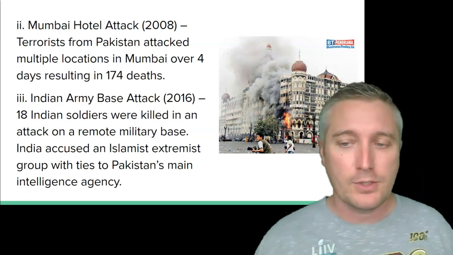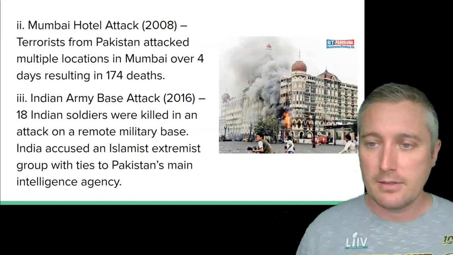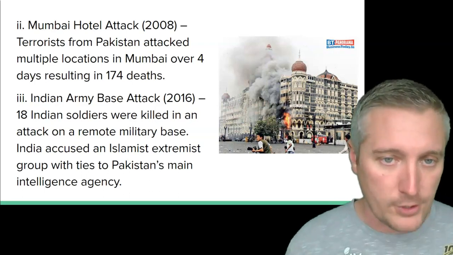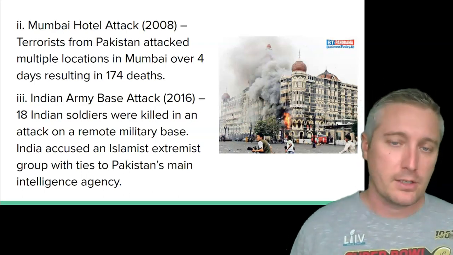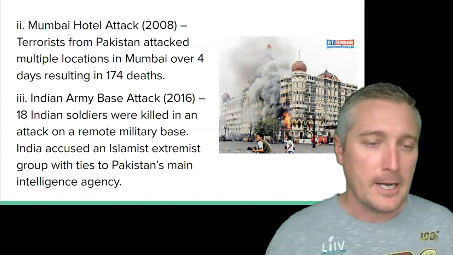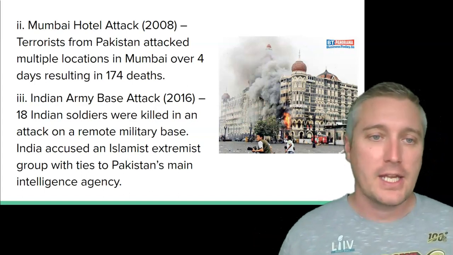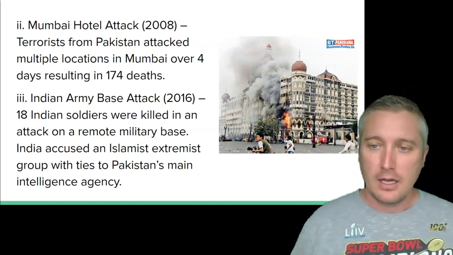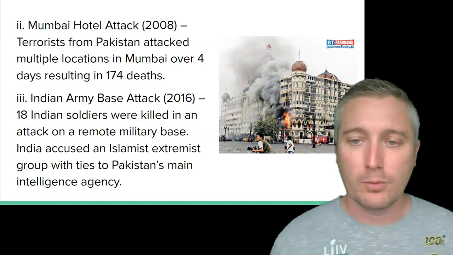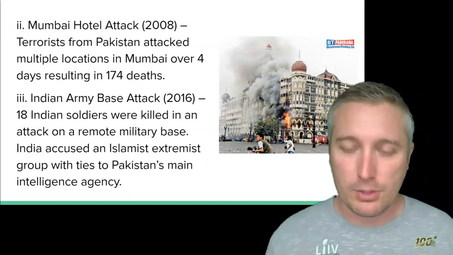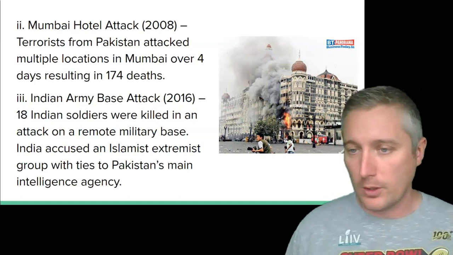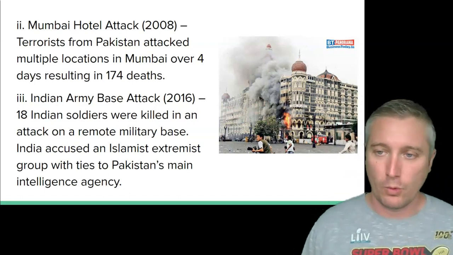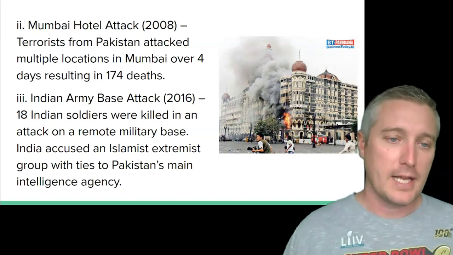The Mumbai hotel attack. Mumbai is a major city in southern India that is often frequented by Westerners, and this hotel in particular was frequented by Westerners. There was a group of Pakistani terrorists that went in and attacked the hotel, basically shut it down, basically held everyone hostage, and were going from room to room killing people. Their main goal was to murder as many people as possible. In 4 days, they killed 174 people. I mean, this is one of the worst terrorist attacks we've seen over the last few decades.